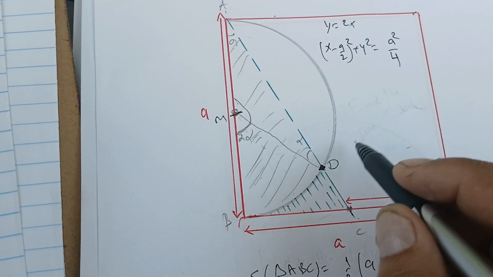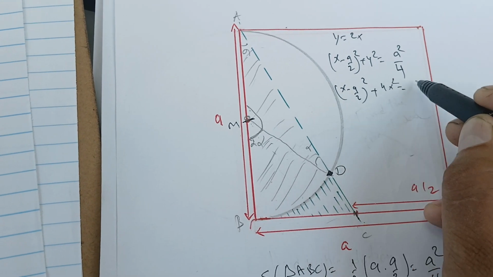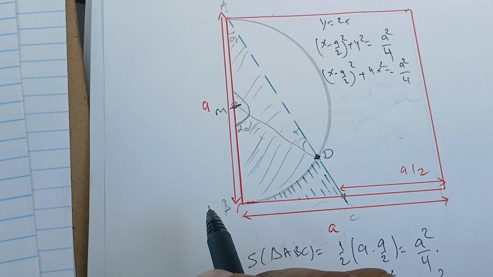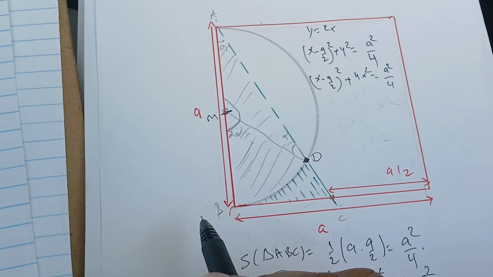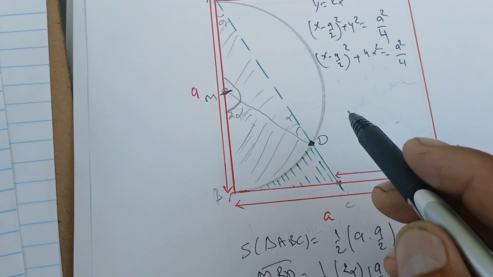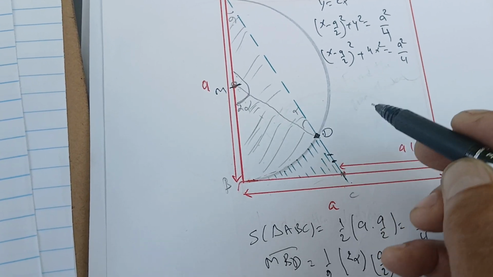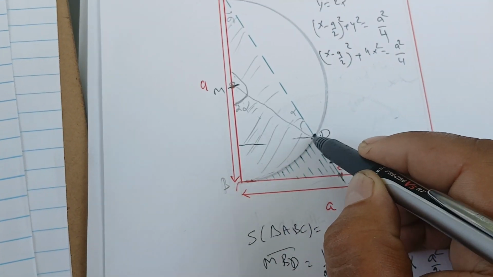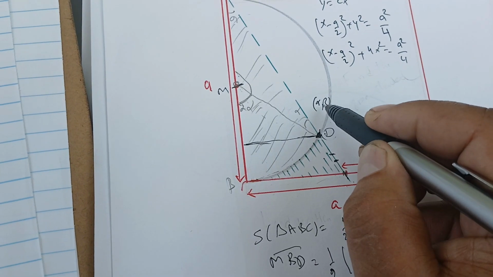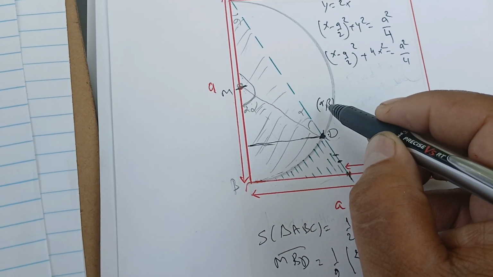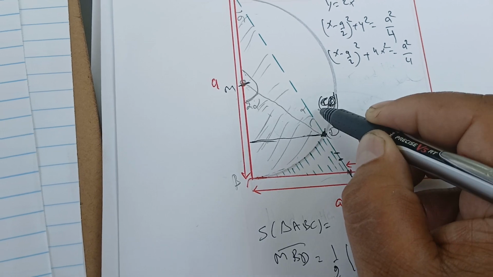Okay, so once we plug in the y here, we can solve and find this point here. So we can solve x minus a over 2 squared plus y squared, which is 4x squared, equals a squared over 4. We can solve and get this point here, and we can integrate this area. The line is going to intersect the circle at two points. Let's call this one C, so this value is C.